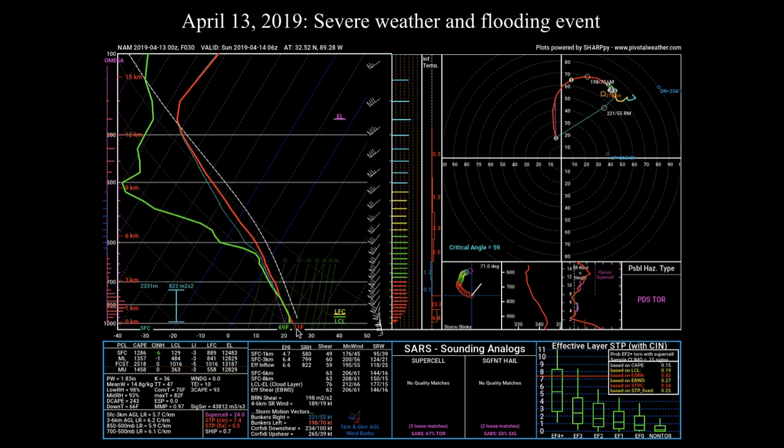But that's going to do it for this segment on flooding. And in the next couple segments, we'll take a look at some of the textbook synoptic scale setups, or synoptic scale features, that you would look for to diagnose both tornado outbreaks and straight line wind events, derechos. So with that, I will see you all in the next couple of segments.